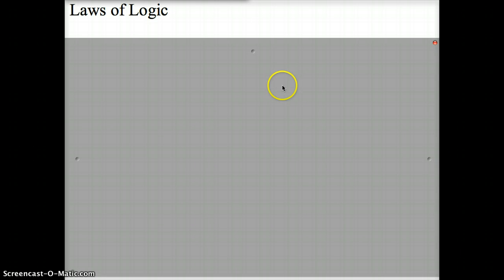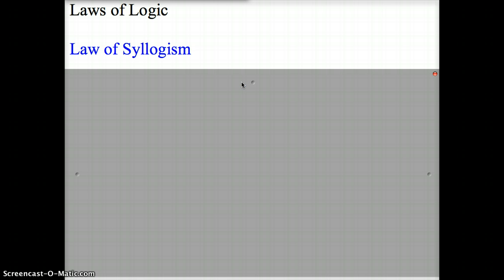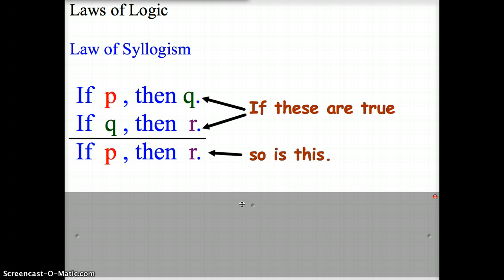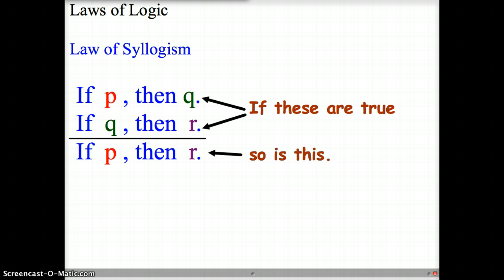Our second law of logic, this one takes a little bit more getting used to, but to me it's more fun. This is the law of syllogism. For this you have two parts. If P then Q, if Q then R. If these things are both true, the result is if P then R.